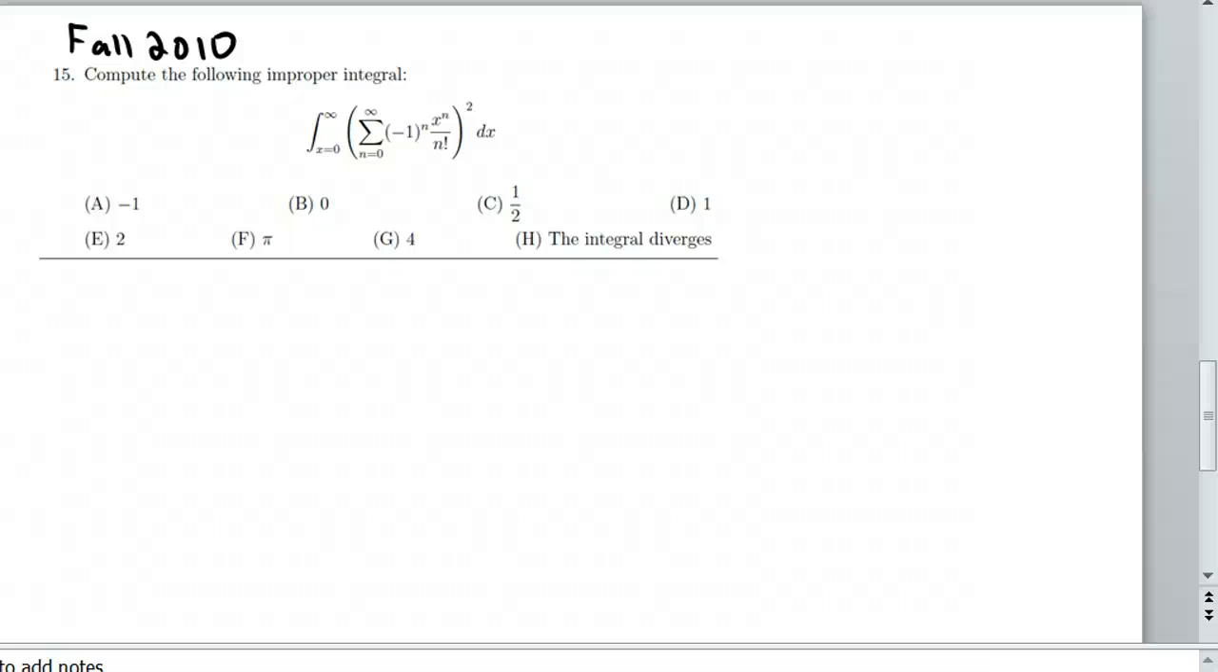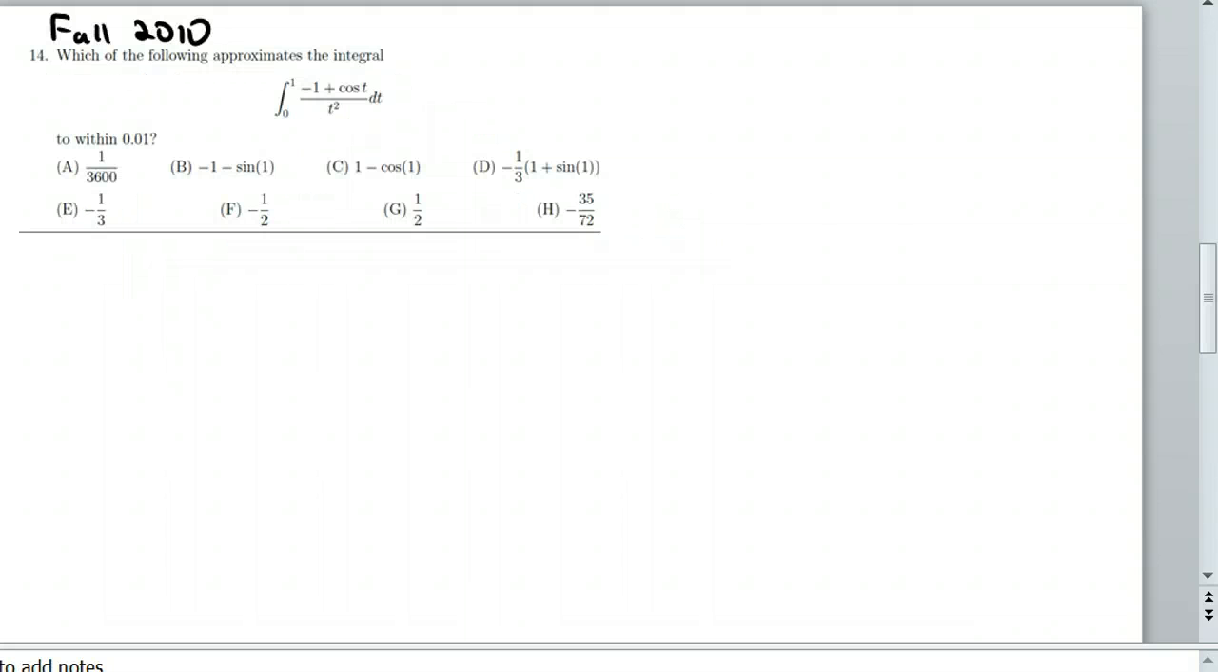Okay, we're going to do Fall 2010 number 15 and Fall 2010 number 14. We're going to do them both. Number 14 has us looking at (-1 + cos t) / t squared.